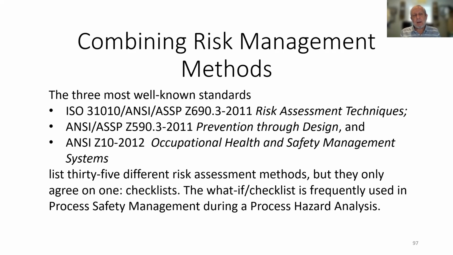The three most well-known standards, ISO 31010, ANSI Z590.3, and ANSI Z10, list 35 different risk assessment methods. So in these three standards, 35, but they only agree on one of them. That tells you how this is not defined science yet. It's still out there. There's a lot of things you can do in risk management. These three can't even agree on more than one thing, and that's checklist. The what-if checklist is a type of checklist. It's frequently used in process safety management. That's the one we looked at previously in this course, doing a process hazard analysis.